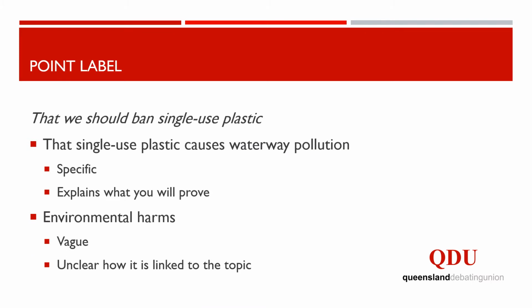The point label is a sentence which briefly explains what you are going to prove in the point. A good point label should refer to the specific impact you are going to address, rather than just saying something vague like harms. For example, for the topic that we should ban single-use plastic, the point label that single-use plastics cause waterway pollution is better than the point title environmental harms.